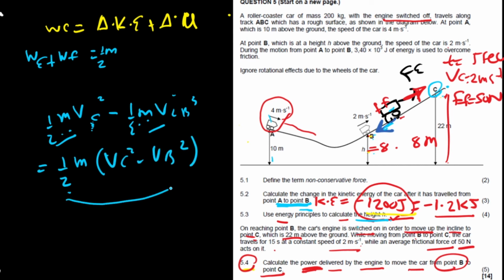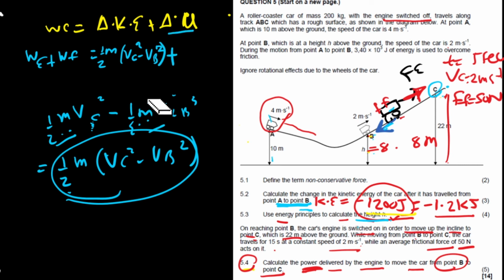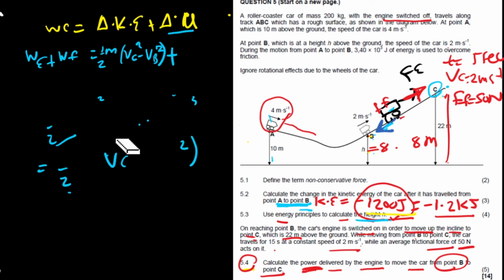I can write this here because you need to show all the work. So I have one half M, times V at C squared minus V at B squared, plus now the change in potential energy. We do the same thing, from B to C.